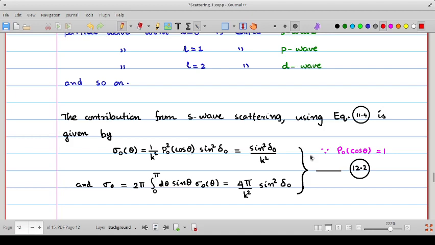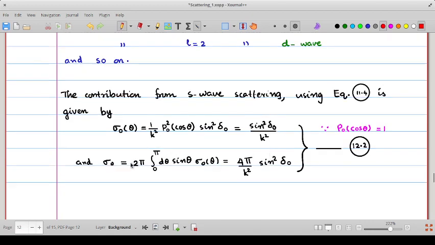Now P0 square cos theta is simply 1 because P0 cos theta is 1. So we get sine square delta 0 by k square. Now the total scattering cross section from S wave scattering is simply the integral of sigma 0 theta over theta. And that integral is simple because this factor is independent of theta, and that gives 4 pi by k square times sine square delta 0.